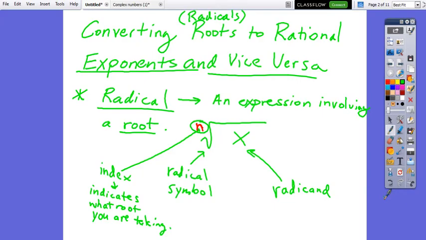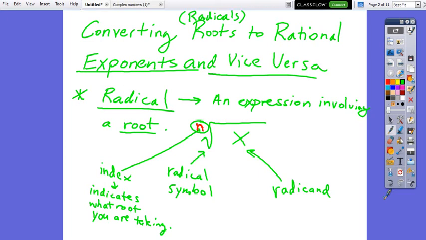Okay, today we're going to be discussing converting radicals and roots to rational exponents and vice versa. So we're going to be going back and forth. This is a new topic for us when it comes to having a rational exponent. We're going to get more into what rational exponents are in just a minute. But let's first talk about radicals.